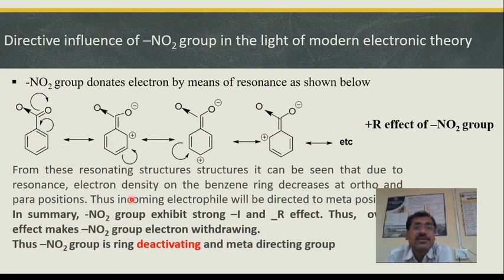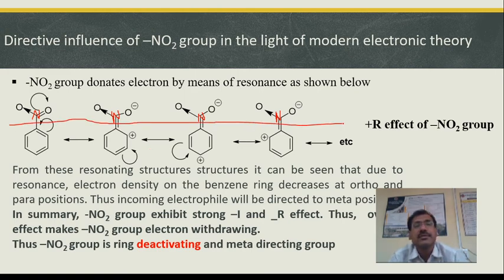Now the second aspect is resonance. If you try to draw the resonating structures, you will notice that this pi bond will open up. You see this is a very good condition for resonance. You have a double bond. There is one typo here. There should be a nitrogen here. I forgot to draw the nitrogen in all these structures. So I will draw a nitrogen over here. So in all these structures you could see that there is an electron pull from the benzene ring to the nitro group.